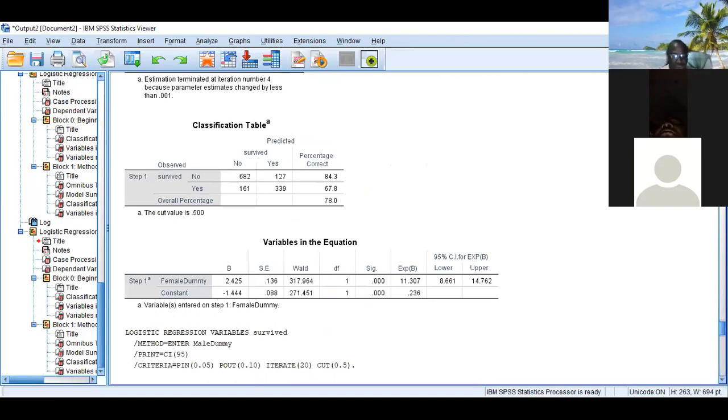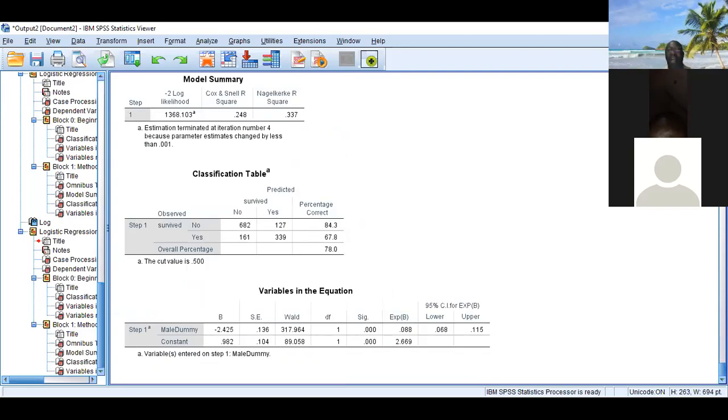Look at the odds ratio for the female. You see 11. Calculate the reciprocal of that one. If you calculate the reciprocal, it gives you the same. If you calculate 1 over 11.307, it gives you 0.088, which is the same as the odds ratio of the male. And if you calculate the reciprocal of the odds ratio of the male, it gives you the odds ratio of the female. You understand now? So if you want to say it, you can calculate the reciprocal, 1 over it, and say that males are 11 times less likely to survive.